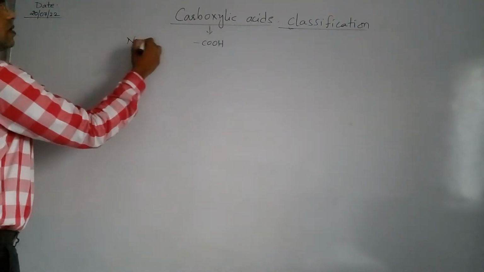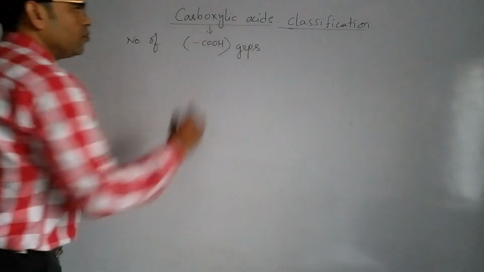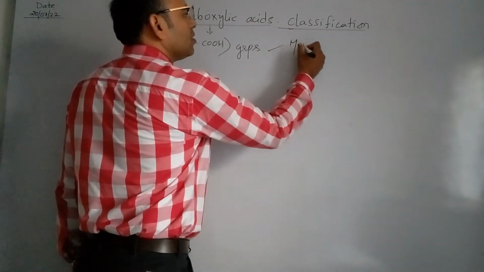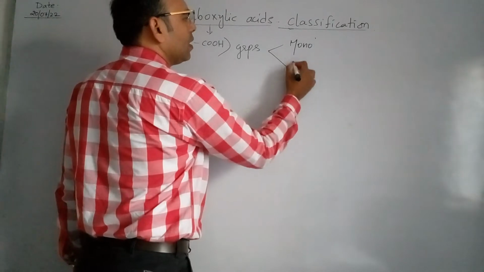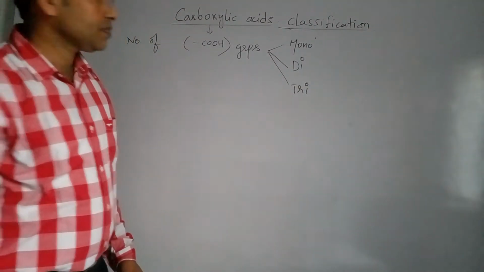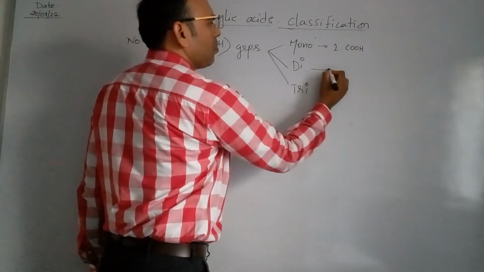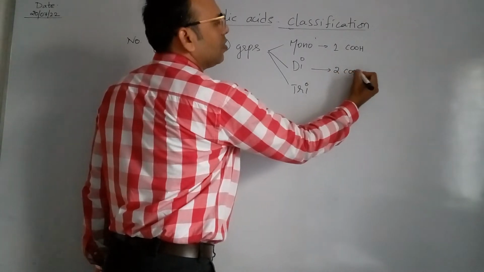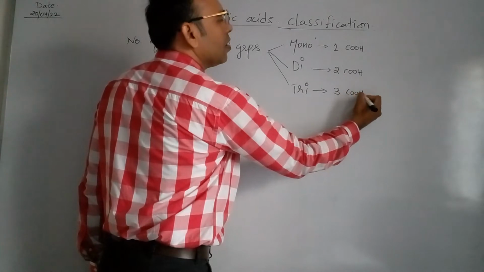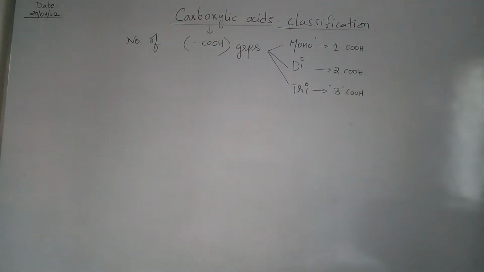Depending upon the number of COOH groups, we can classify the carboxylic acids: monocarboxylic acids, dicarboxylic acids, and tricarboxylic acids. Mono has only one COOH group. Dicarboxylic acids have two COOH groups, and tricarboxylic acids will have three carboxylic acid groups. Are you able to understand this?